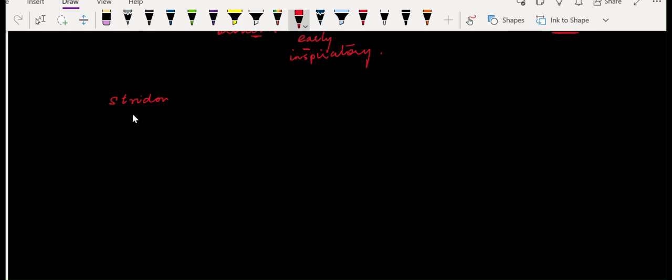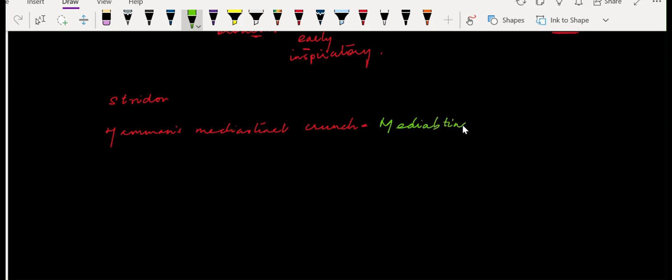And the other thing which I want to talk about is Hamman's mediastinal crunch. So when do we hear this? This is something called a clicking or a rhythmic sound with the cardiac cycle. And this is heard with or without a stethoscope also in mediastinal emphysema. What is this? Heard in mediastinal emphysema. What do you understand with emphysema?